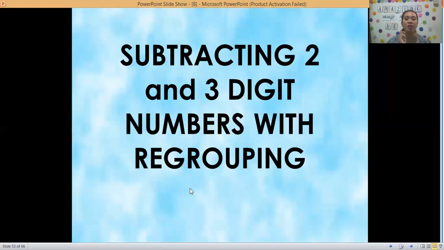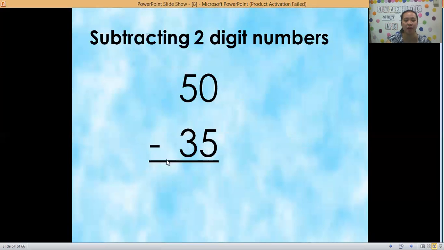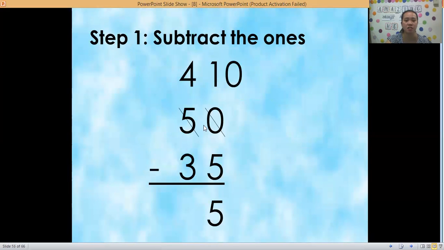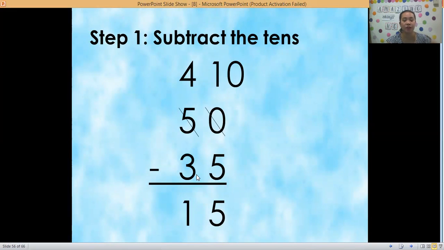Very good. Now, subtracting 2 to 3-digit numbers with regrouping. So this time, we need to borrow. I know that you know already how to borrow, but those who don't know yet, practice, practice, practice. Okay po? So 50 minus 35. In step number 1, subtract the ones. 0 minus 5 cannot be, so we need to borrow 1 from 5. 5 will become 4 and 0 will become 10. 10 minus 5 equals 5 and 4 minus 3 equals 1. So the answer is 15.